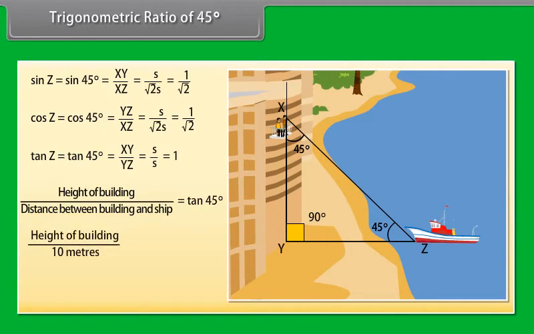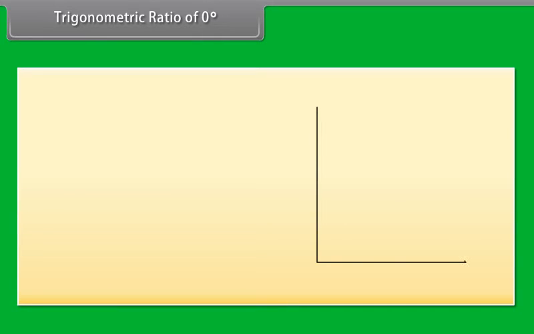Sin Z is equal to sin 45 degree, which equals XY upon XZ, which equals S upon square root 2 S, which is equal to 1 upon square root 2. Cos Z is equal to cos 45 degree, which equals YZ upon XZ is equal to S upon square root 2 S is equal to 1 upon square root 2. Tan Z is equal to tan 45 degree, which equals XY upon YZ, which equals S upon S, which is equal to 1.